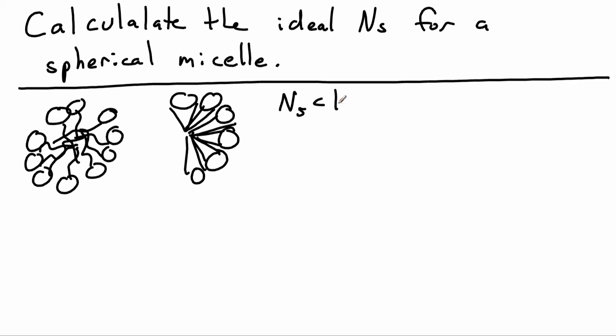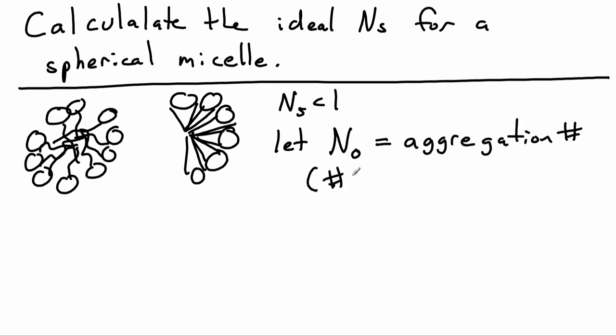Well, we could come up with a couple of answers here. If we just imagine calculating the volume and the surface area of one of these micelles. So first we're going to define another variable. We're going to call N sub naught the aggregation number. And that's just the number of molecules in a micelle, or any kind of aggregate.